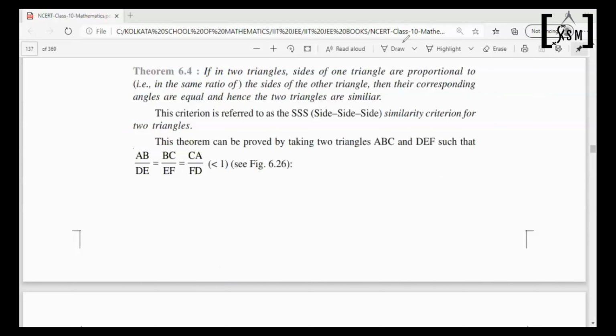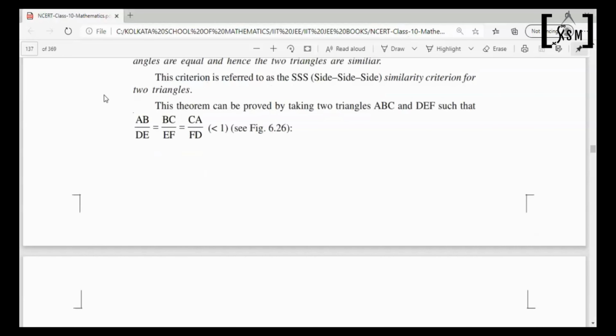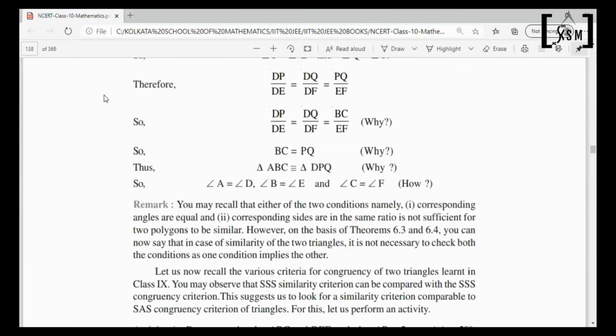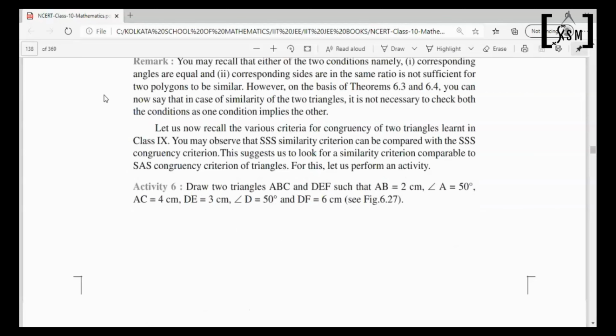And then we have a third proportionality rule. What you asked, Akib, we can prove that in the next session. Okay, sir, fine.